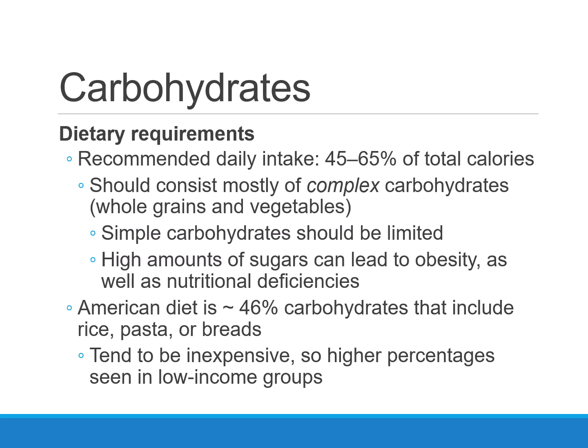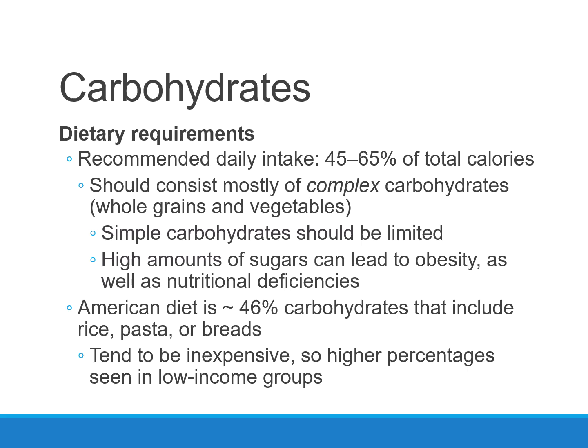So this should consist mostly of complex carbohydrates, whole grains, and vegetables, unless there's some dietary reason why you can't have whole grains or you can't have certain vegetables. And there are people who can't have whole grains and can't have certain vegetables, and you'll learn more about those. But for the most part, we want to use whole grains and vegetables. Simple carbohydrates should be limited. So this is all the white stuff, like white sugar, white flour, white rice, all of those kinds of carbohydrates like that should be limited.